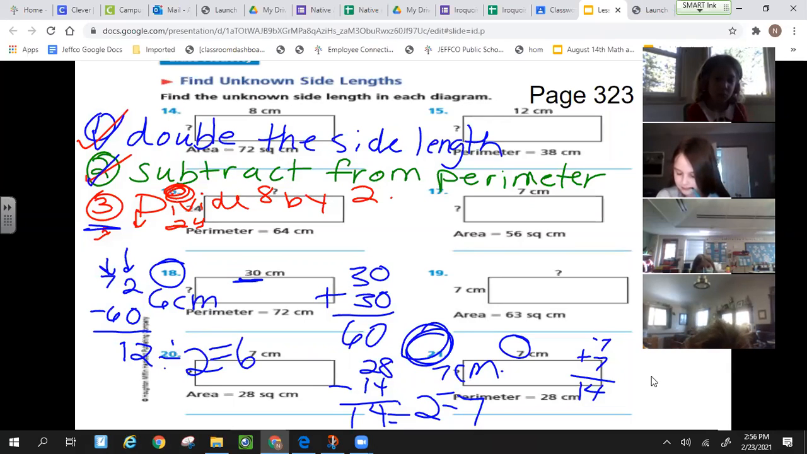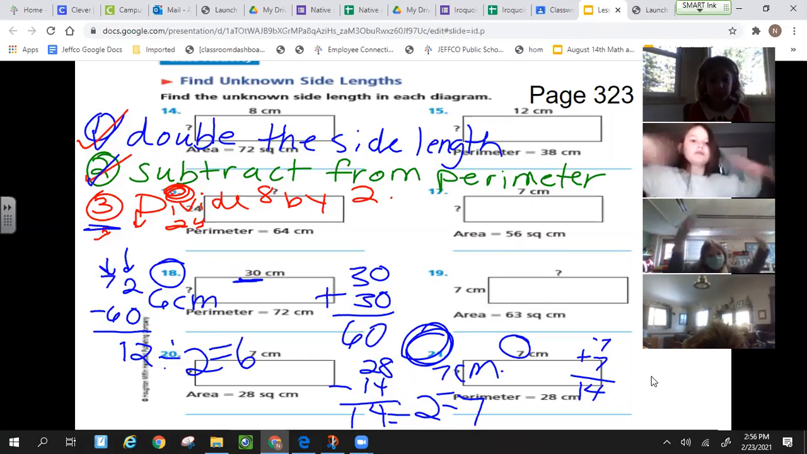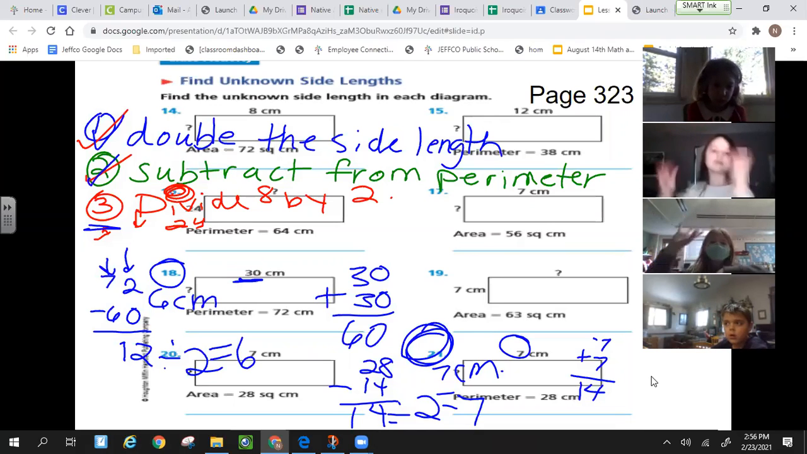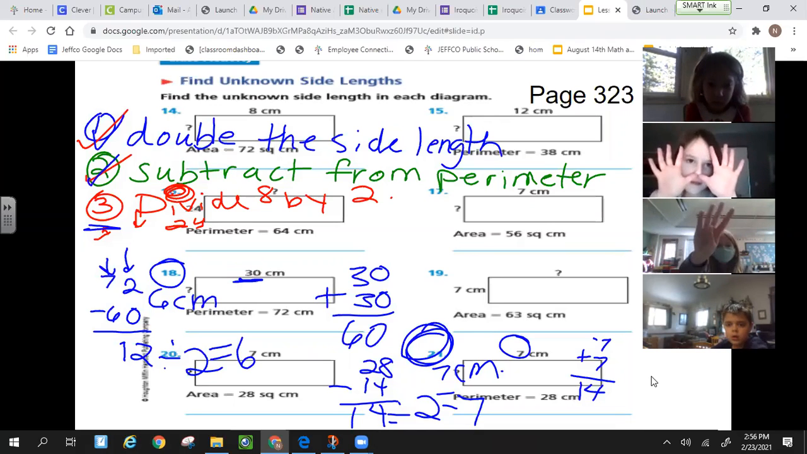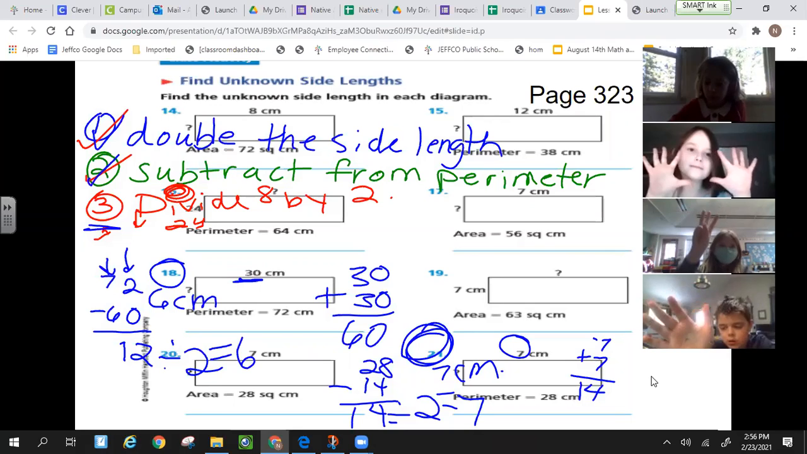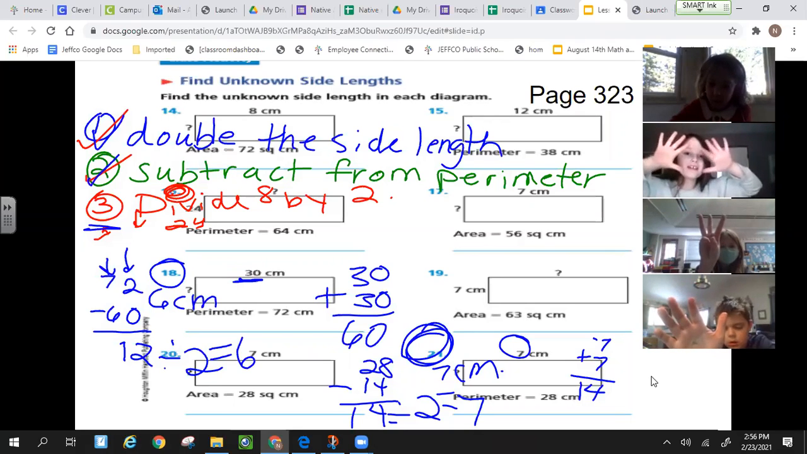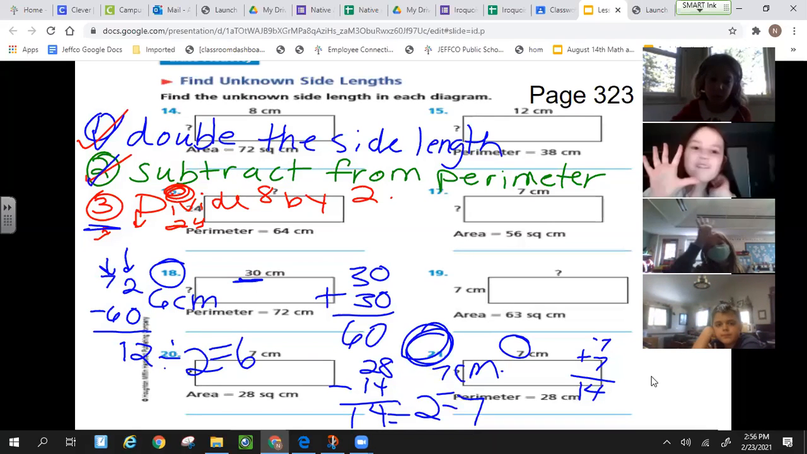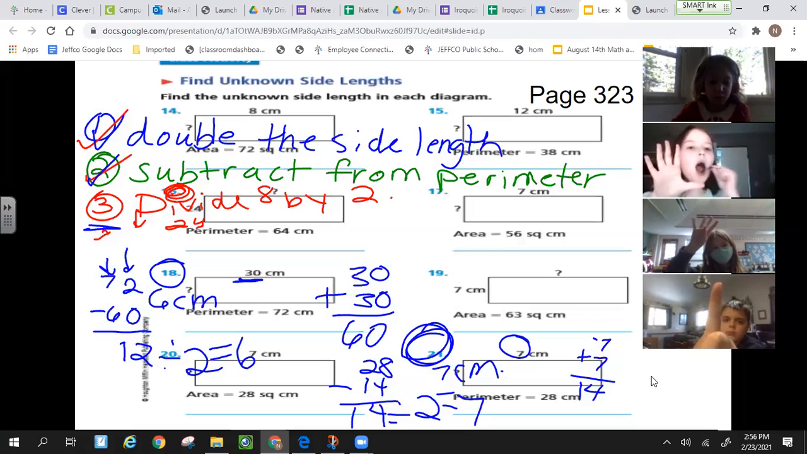All right, shake out your hands and show me fist to 5. How do you feel about finding a side length when you only get the perimeter? What we just did, fist to 5. That was a lot, where you have to use 3 steps. Okay, shake out your hands. What about when they give you the area and all you have to do is divide or think of the missing factor in your multiplication? How do you feel about that? Is that a little easier, finding the unknown side length?